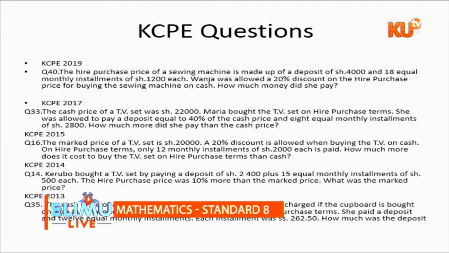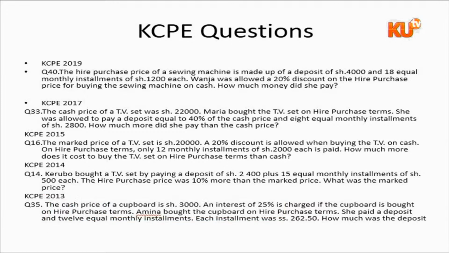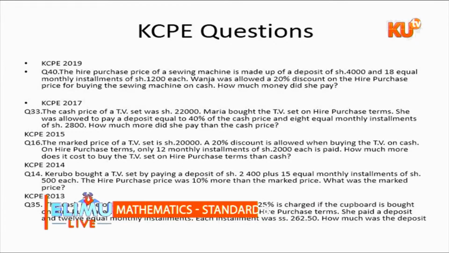So I read the question. The hire purchase price of a sewing machine is made up of a deposit of 4,000 shillings and 18 equal monthly installments of 1,200 each. Wanja was allowed a 20% discount on the hire purchase price for buying the sewing machine on cash. How much money did she pay?